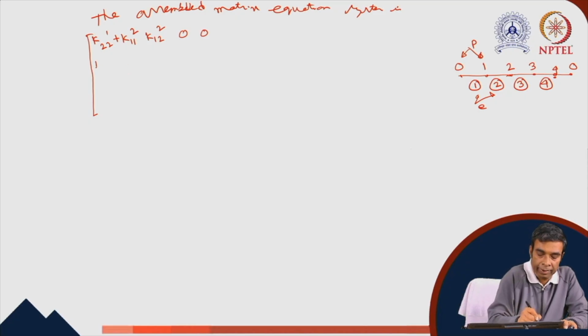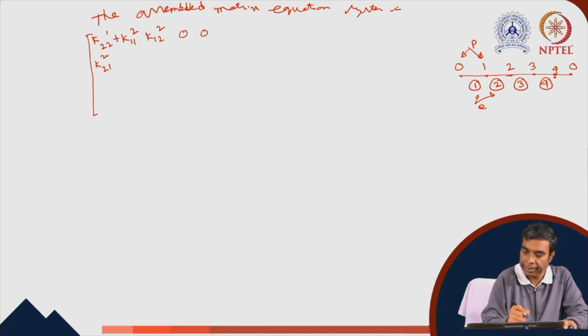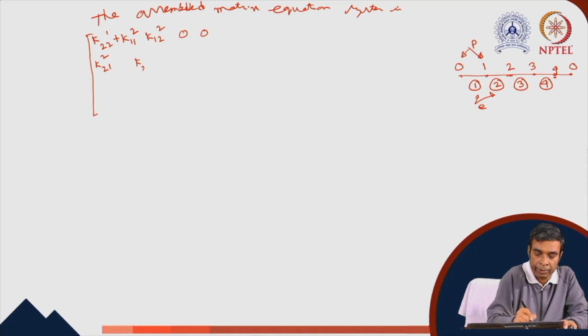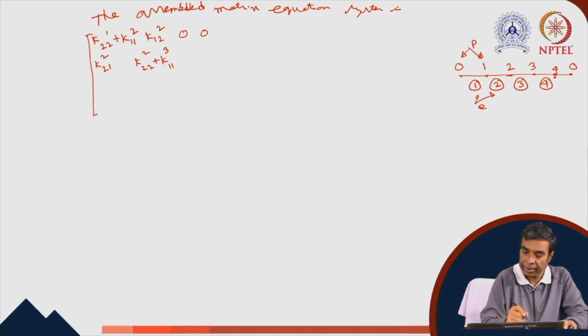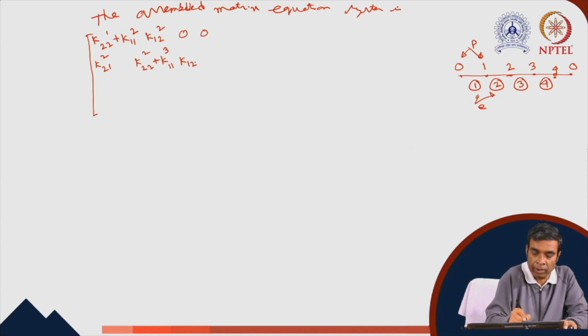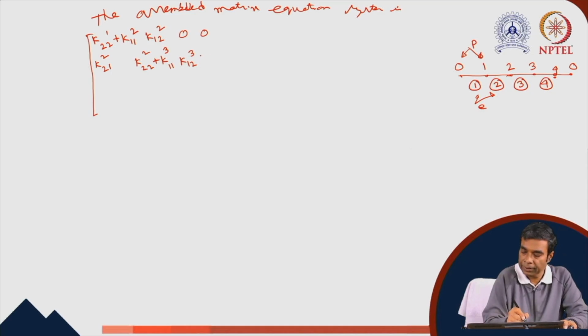K21 will be K^2_12. Then K22 will be K^2_22 plus K^1_13. Then K23 will be K^1_23, and K24 is 0.